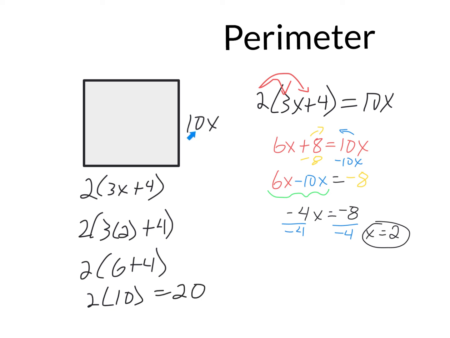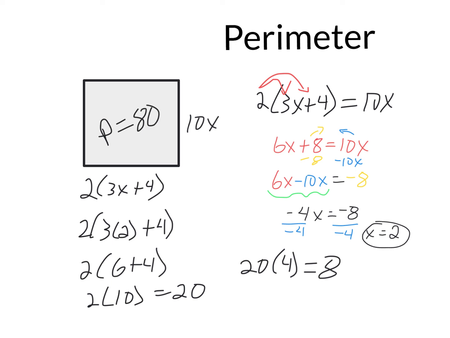And then we could look real quick here. 10 times 2 is also 20. So we know we solved it correctly. But if all 4 sides are 20 and I want to find the perimeter, then I could just multiply 20 times 4, which equals 80. So the perimeter of this square is 80.